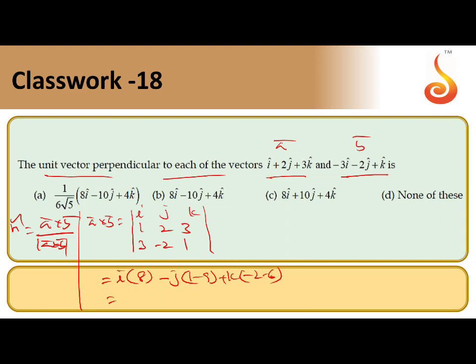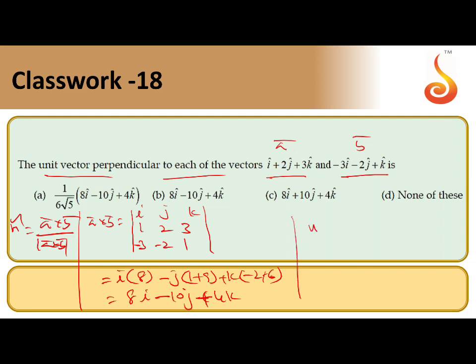I hope this is clear. Sorry, this is b bar. Sorry, this is minus 3. A small mistake happened. Here i is the same. For j, it comes here, j means 1 plus 9. Sorry, here k is minus 2 plus 6. Now it comes to 8i minus 10j plus 4k. This is a cross b, got it here.